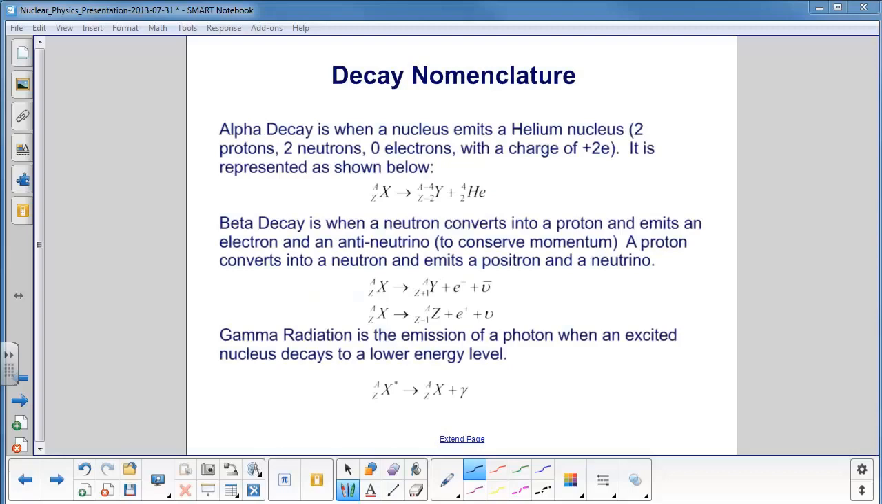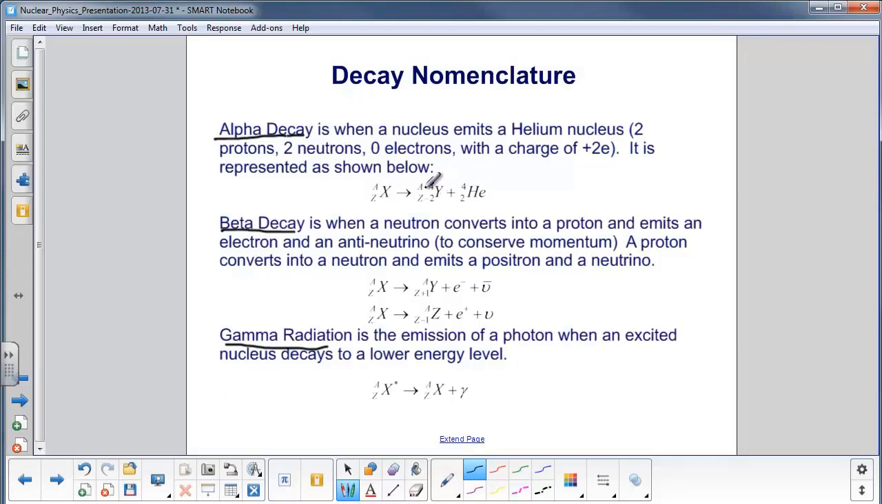Here we have the three types of decay again. We have alpha decay, we have beta decay, and we have gamma radiation. And there's a nomenclature for that. We'll start here with the nucleus, with an element X. X is the element name, A is the mass number, Z is the proton number. You emit a helium nucleus, which is represented by 2 protons and a mass of 4. That will leave you with the new element Y.